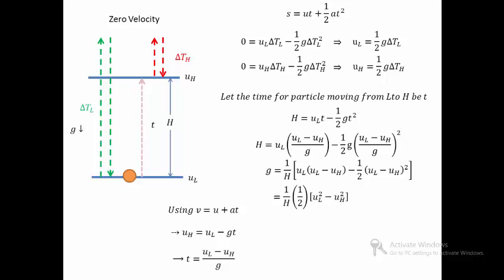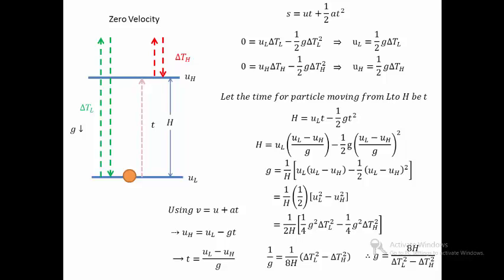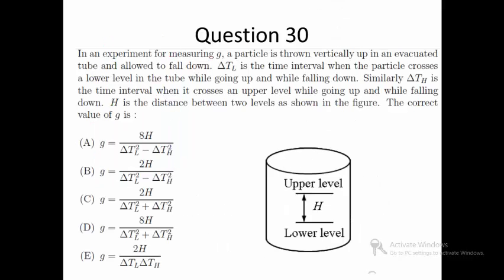Recall that we have previously expressed velocity in terms of the time interval. By substituting into the g expression, we obtain the reciprocal of g to be 1 over 8h times delta TL squared minus delta TH squared. With this, g is shown to be 8h over delta TL squared minus delta TH squared. Thus, the answer is A.